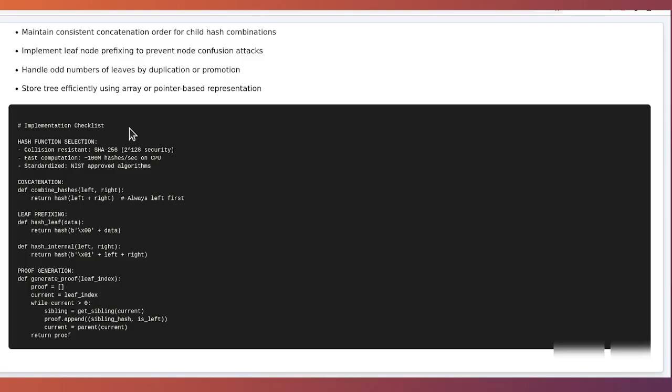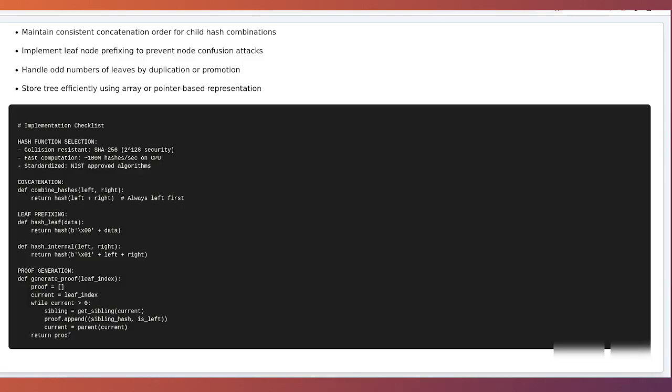Leaf node prefixing is a security best practice. To distinguish leaf hashes from internal node hashes, many implementations prepend a byte to the data before hashing. For example, 0x00 for leaves and 0x01 for internal nodes. This prevents attacks where internal nodes are presented as leaves.